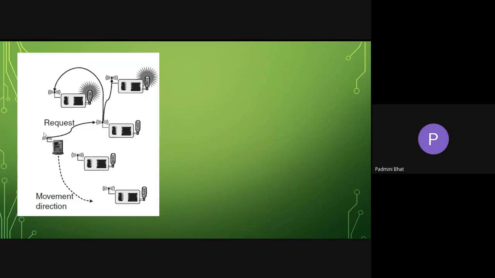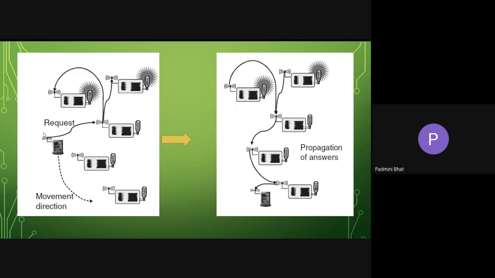If you see this diagram, this is the request given. The request is given to this one. This is the intermediate node. Now this request has been sent to these two nodes. The mobile is moving in this direction. These two are simply nodes in the network.